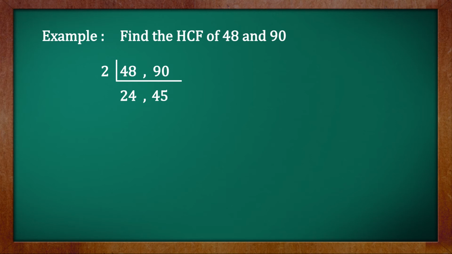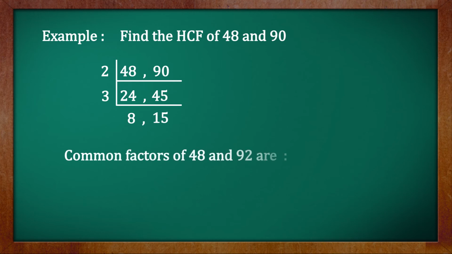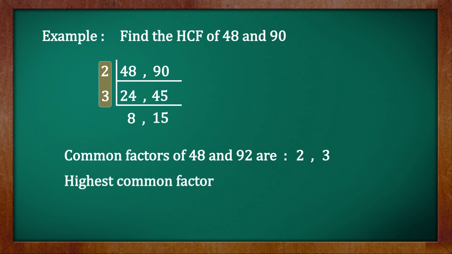The next common factor will be 3. 24 divided by 3 is equal to 8 and 45 divided by 3 is equal to 15. 8 and 15 do not have any common factors, so we cannot divide further. The common factors of 48 and 90 are 2 and 3. The highest common factor will be the product of 2 and 3, which is equal to 6.